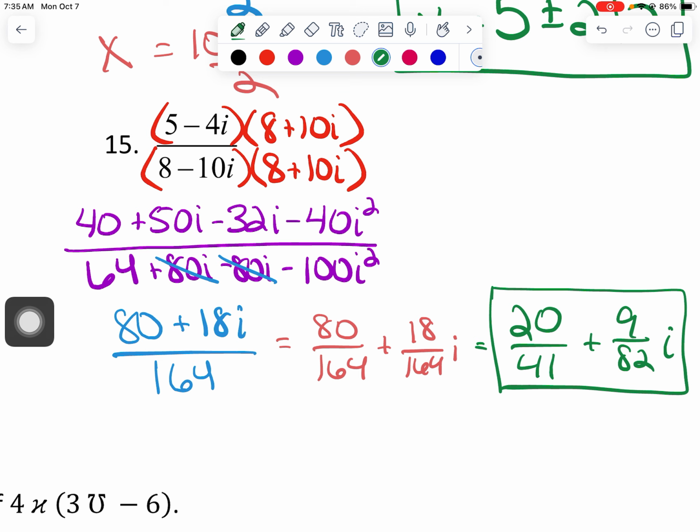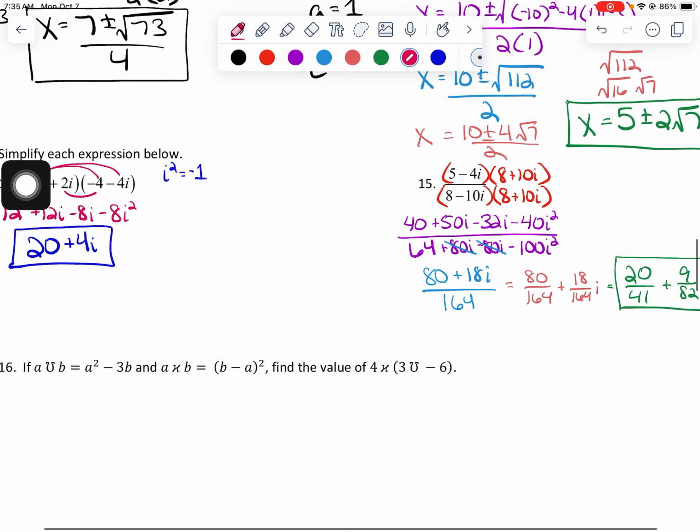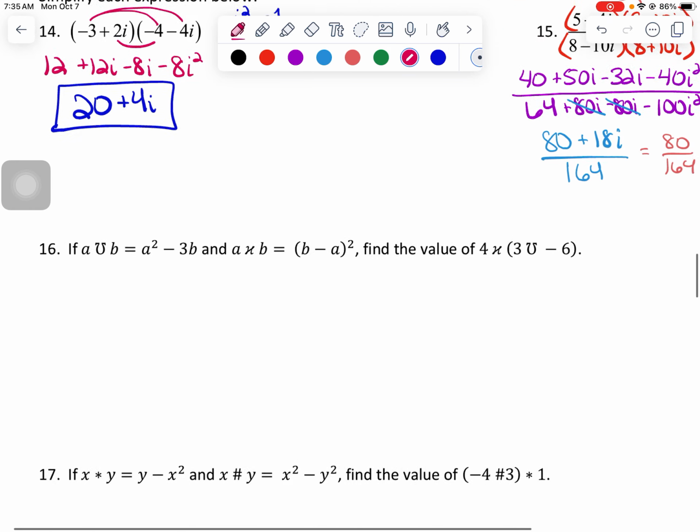So remember, whatever your denominator is, if it is a binomial, right, a complex number written in a plus bi or a minus bi, you're going to need to use its conjugate to get rid of the i in the denominator. All right. Last two problems on the page are the operation questions.